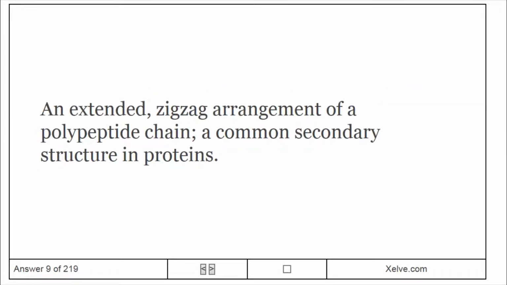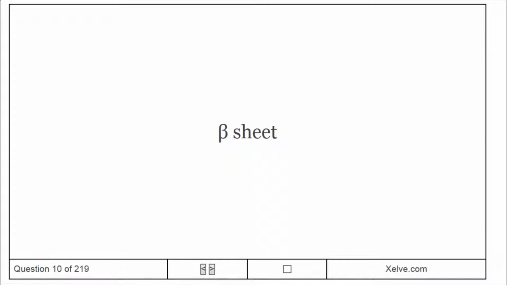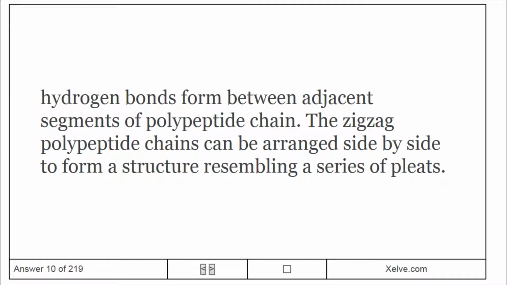Beta conformation. An extended, zigzag arrangement of a polypeptide chain, a common secondary structure in proteins. Beta sheet. Hydrogen bonds form between adjacent segments of polypeptide chain. The zigzag polypeptide chains can be arranged side by side to form a structure resembling a series of pleats.